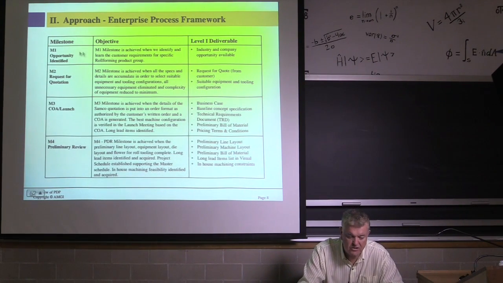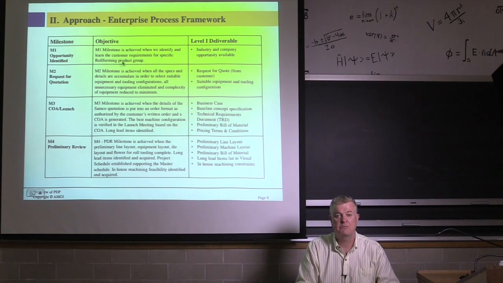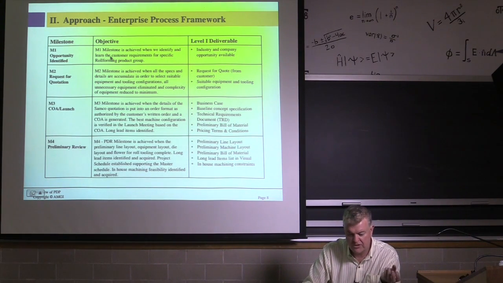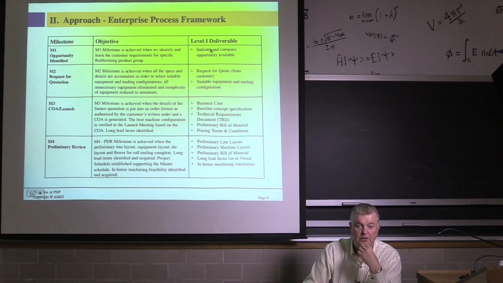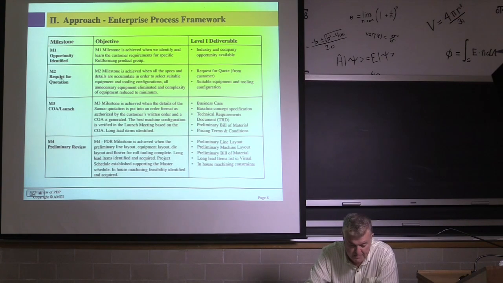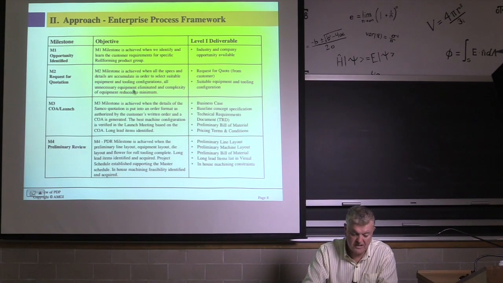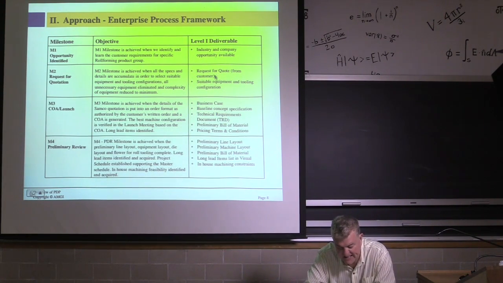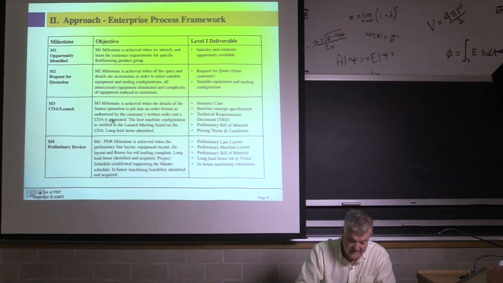So then the next thing is, once you have your milestone identified, you ought to explain the objective of that milestone in your unique circumstance, in your unique company. And then you have to say what the deliverables that come from that milestone are. There are several, because there are multiple processes going on between milestones. You know this milestone is achieved when all the specs and details are accumulated in order to select the suitable equipment and tooling configuration, all unnecessary equipment is eliminated, and complexity of equipment is reduced to a minimum. So from a request for quote from the customer, suitable equipment and tooling configuration is identified at M2. When you get the M3 launch, this is where the customer's written order and a COA, customer order acknowledgement, is generated.